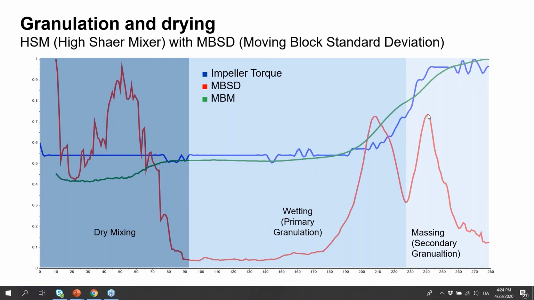So what is the plus of using an NIR here? First of all, you can monitor the dry mix, and you can be sure that your powders are mixed properly before starting the granulation, something you don't have using just the impeller torque. The other point is that you can see in a very clear way the transition between wetting and massing, in a way that is for sure not so obvious using the impeller torque.